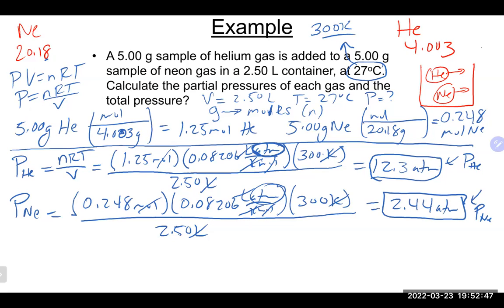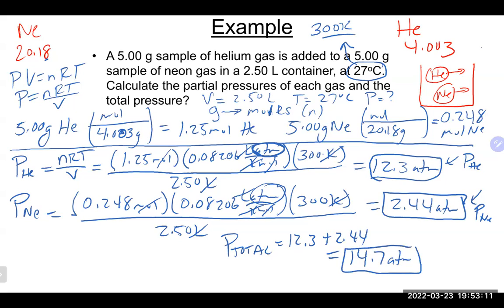How do I get the total pressure at this point? At this point, we can simply add up each of the partial pressures, and that will give us our total pressure. So our total pressure would be 12.3 plus 2.44, 14.7 atmospheres. Any question on any of that calculation there?